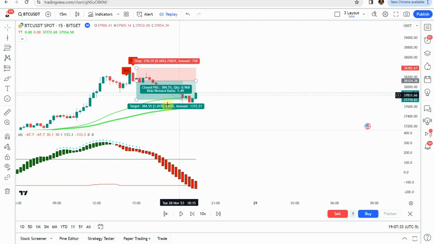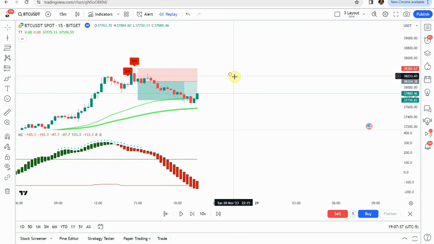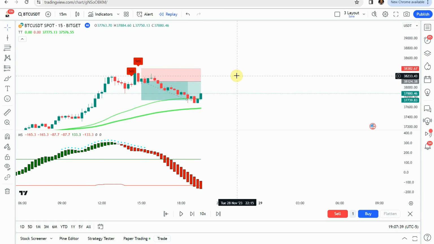And you see that we make a decent little push down here, getting us to our take profit quite easily. Alright, so that puts us at the end of the testing right there.